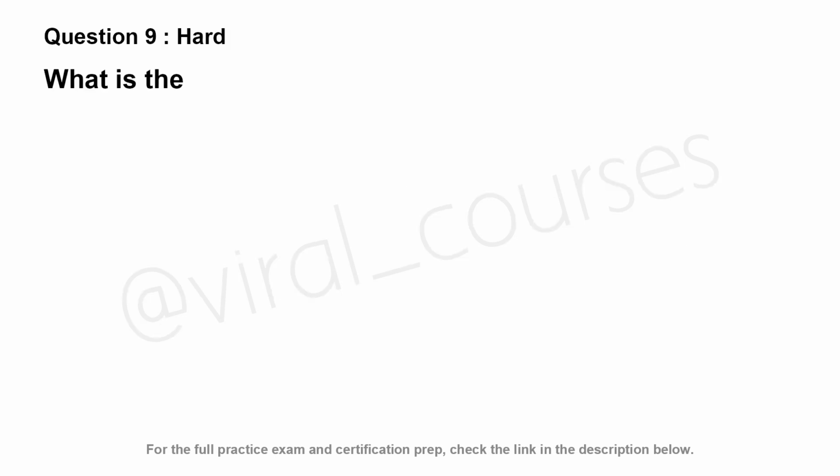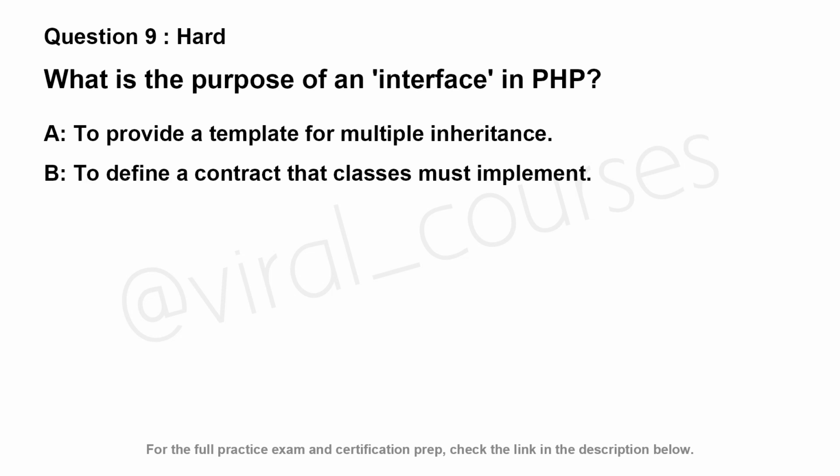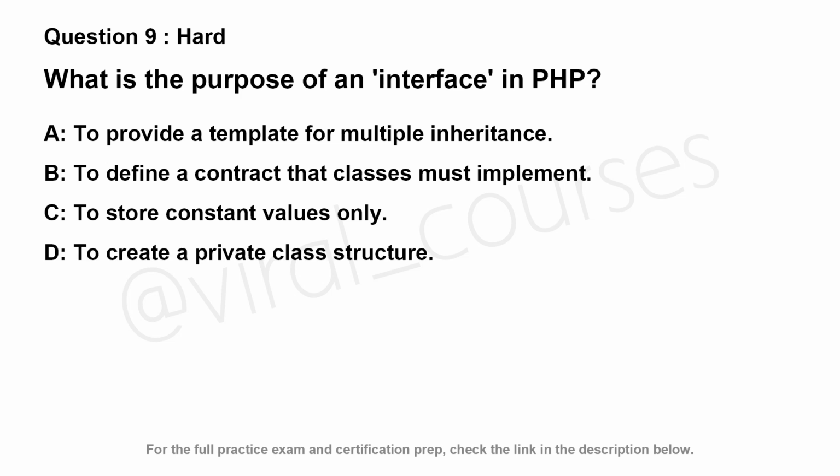What is the purpose of an interface in PHP? Option A, to provide a template for multiple inheritance. Option B, to define a contract that classes must implement. Option C, to store constant values only. Option D, to create a private class structure.